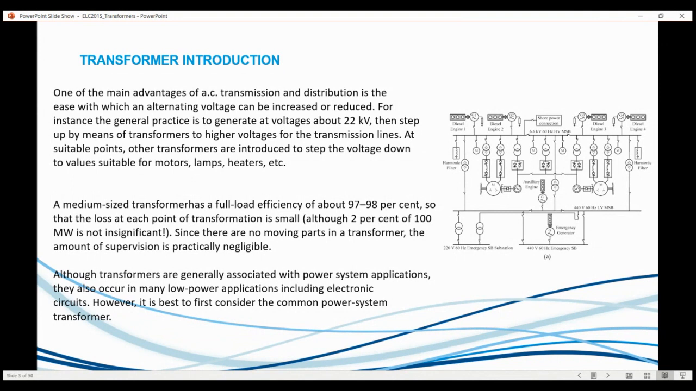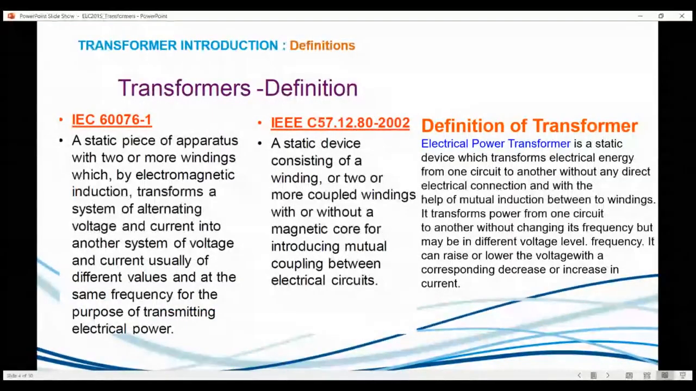So, obviously there are other types of transformers. I'm not going into all of them, but I am touching on power transformers, because that's what's important for us mechanical marine engineers. And they do state there that we should consider the power system transformer first. So that's what a transformer is. I'll just give you the formal definitions, and we'll unpack it as we go along.